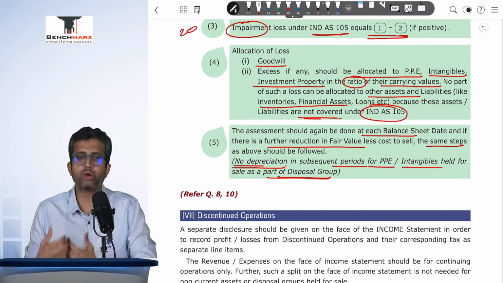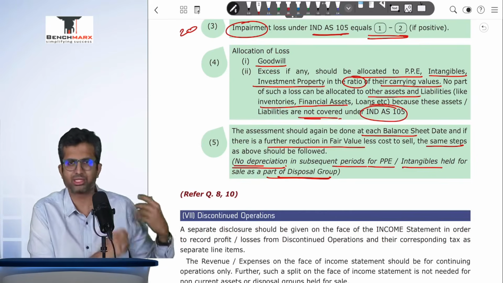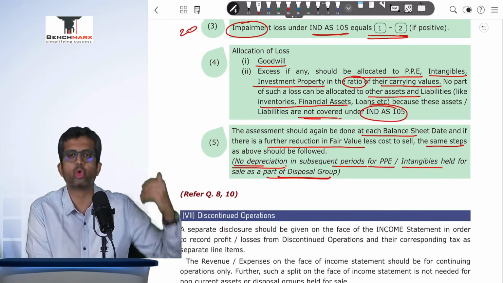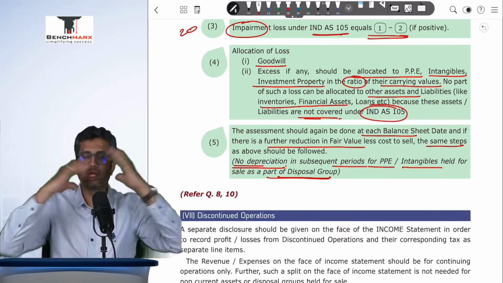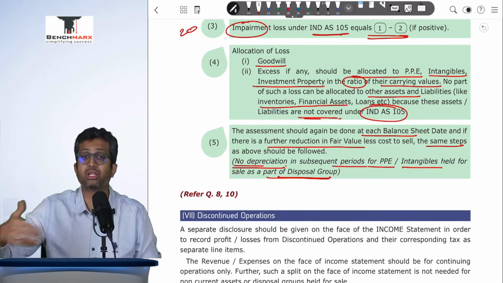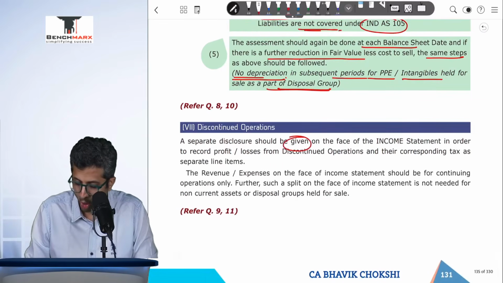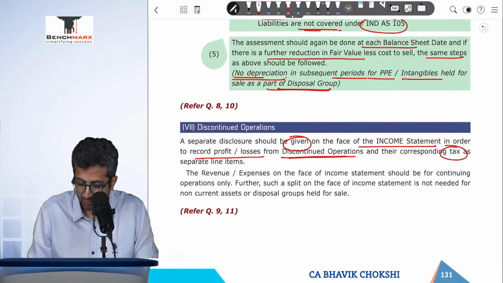So the idea of showing a discontinued operation separately is that in the last year there was this operation. However, going forward this may not continue, and hence a reader might have a picture of what is the revenue, expenses that are likely to continue for continuing operations. So a separate disclosure should be given on the face of the income statement in order to record the profit or losses from discontinued operations and their corresponding tax. The revenue or expenses on the face of income statement will only be line by line for continuing operations.